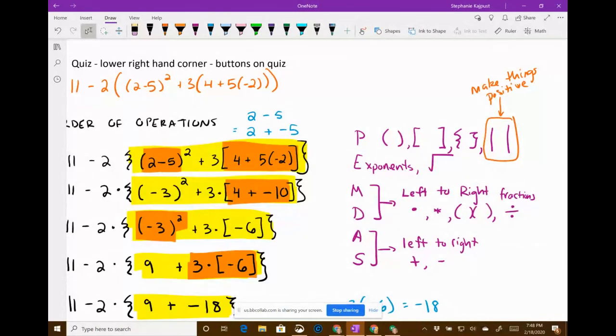So we were using PEMDAS. When we did the absolute value part, that was part of the P part of PEMDAS. Then when we went to the exponents and we were simplifying, that's where we were able to do the square root. So we had to simplify everything inside there first. And then we were able to do the square root part of PEMDAS, which is part of the exponents. And then from there, we were doing the multiplication and the addition.